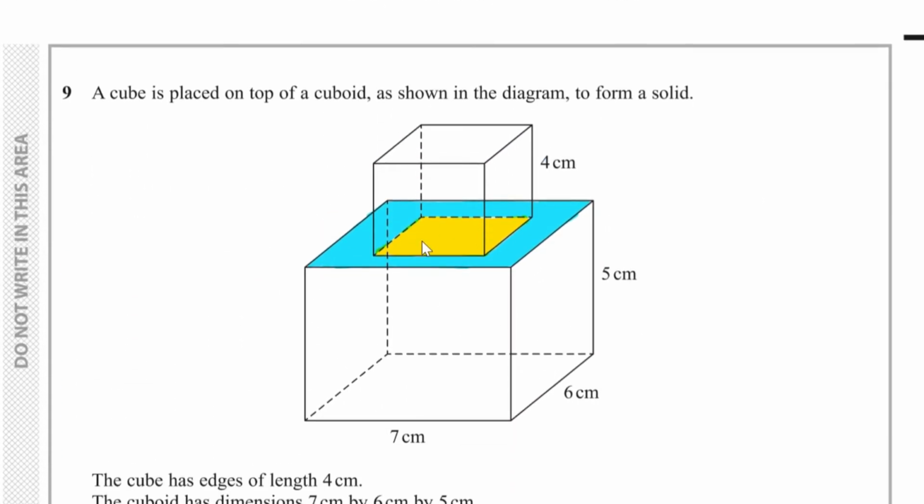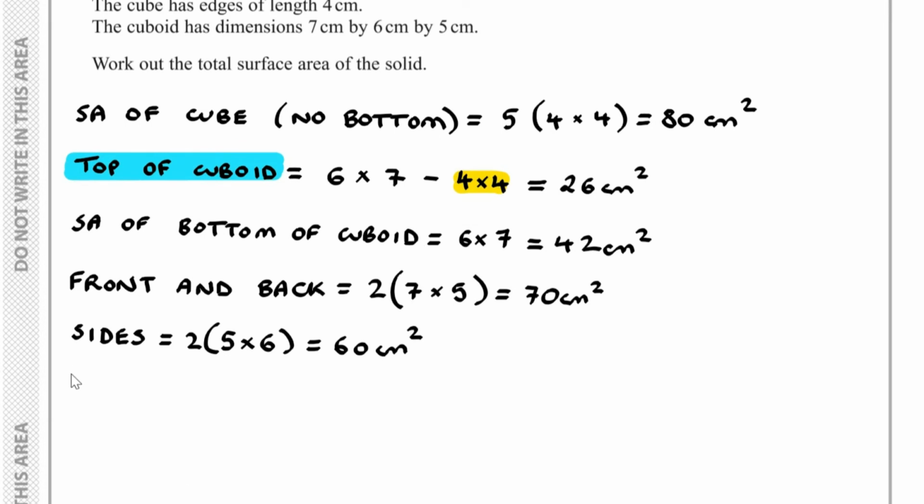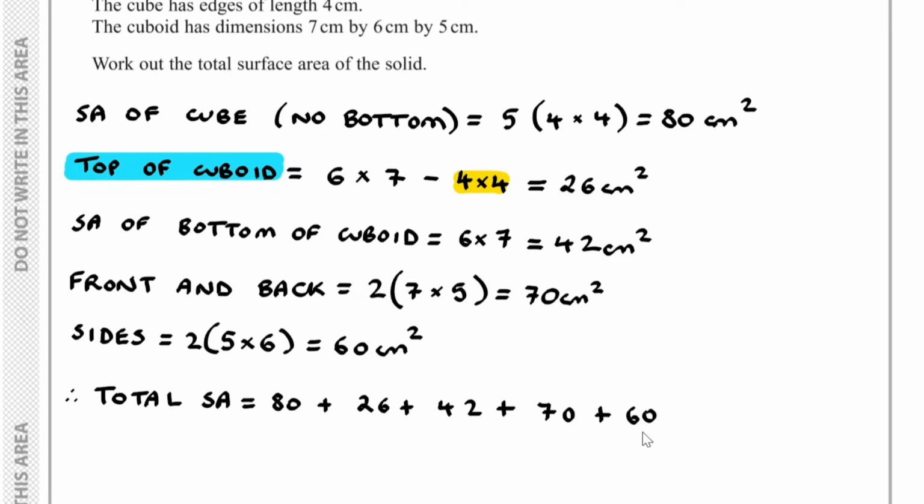So now I can find out the total surface area. The total surface area, we've got 80 plus 26 plus 42 plus 70 plus 60, and it turns out here we get 278 centimeters squared.